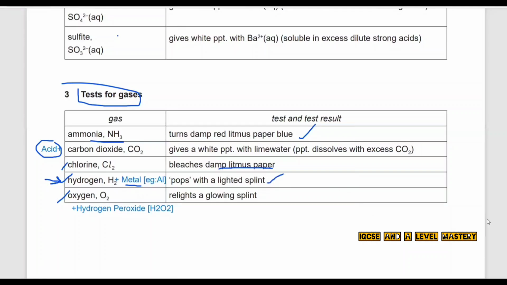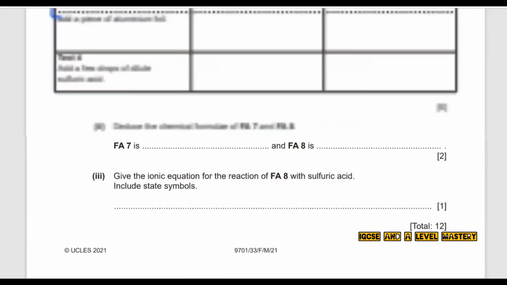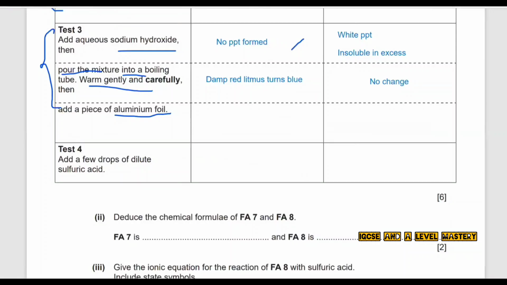Splint test. We will light a splint and bring it near the mouth of the test tube, and if it pops, that is the fire extinguishes with a pop sound, then it means that there is hydrogen gas present. When I tried out that test in this solution, that is Fa7, there was no change observed. But for this compound, I was able to see a change, a pop sound.